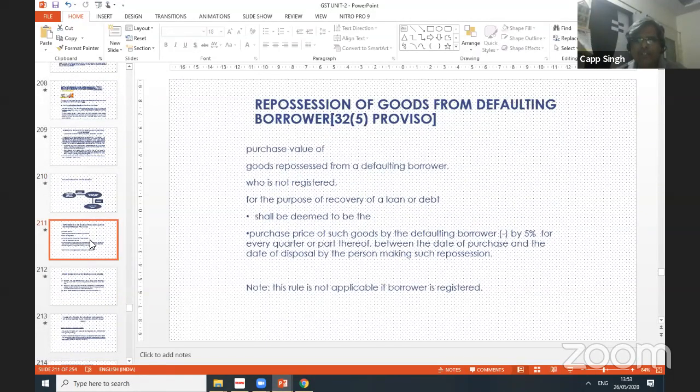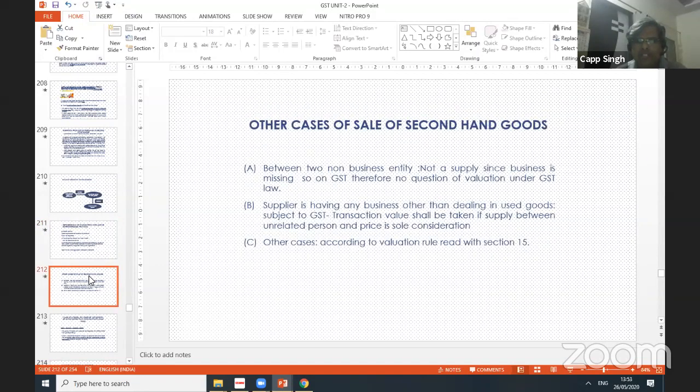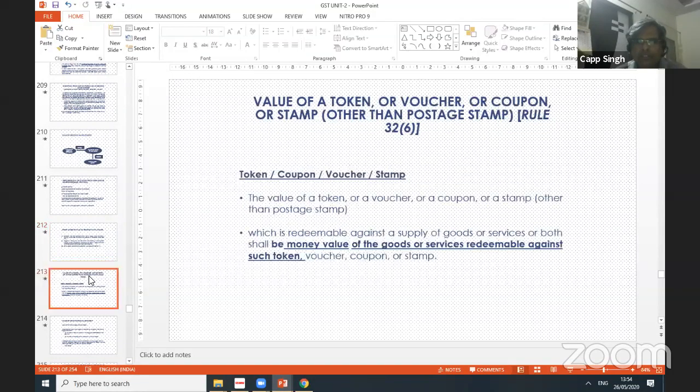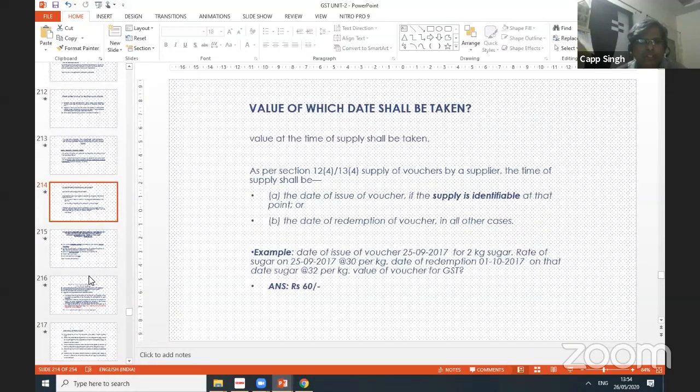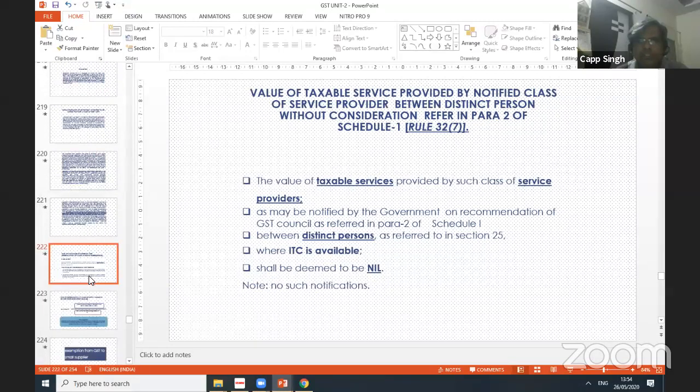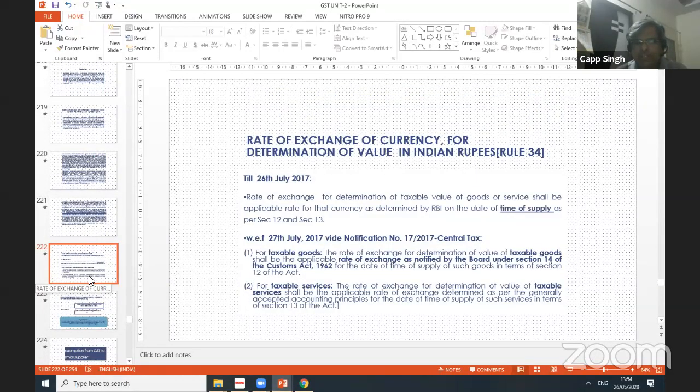In the case of repossession of goods from defaulting borrowers, 5% per quarter shall be reduced, and the balance amount shall be considered as the value of those defaulted goods. On that, tax will be discharged by the company. Then I think I have covered all this. In the case of currency changes, they can discharge tax based on the valuation.